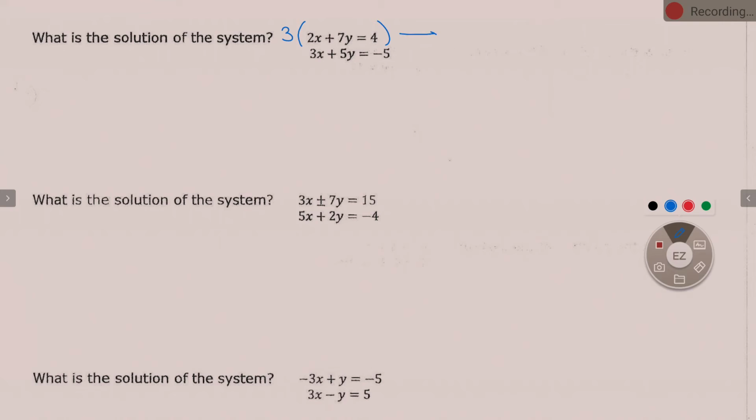Now, am I just multiplying the x by 3? No, it becomes 6x plus 21y equals 12. So I multiplied the entire equation by 3. Now, pause with me before you do the next one. What are you going to multiply that next equation by? 2. Or what's another option?